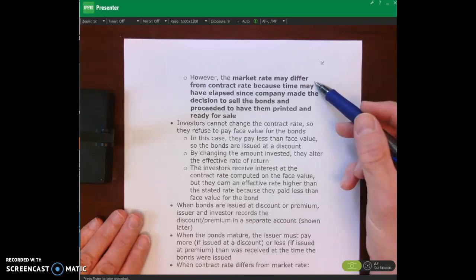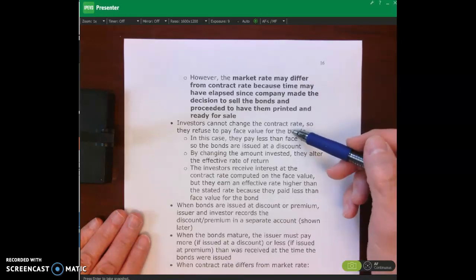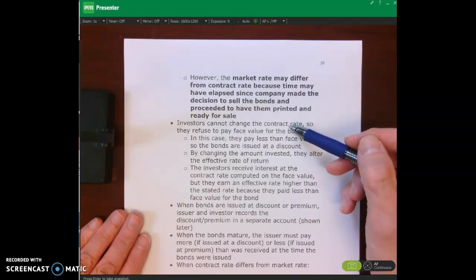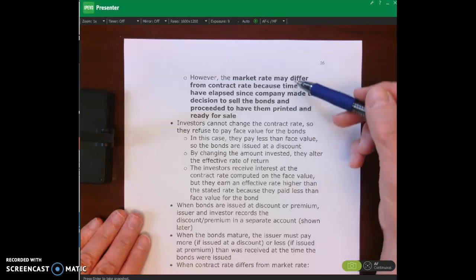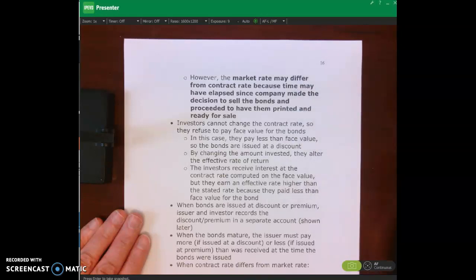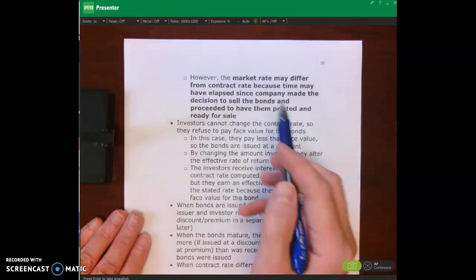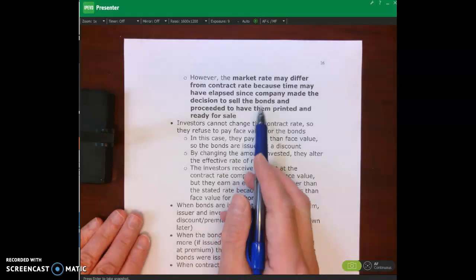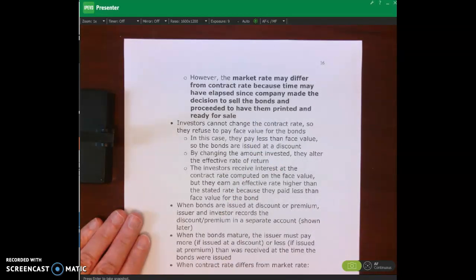So there's a time gap between when the company specifies its contract rate, which is when they get authorization to issue the bonds, and the time that they issue the bonds. And in that time gap, market rates could change. So it is possible that even though a company tries its best to align the contract rate with the market rate, there could be differences between the contract rate and the market rate simply because market rates have changed, perhaps because macroeconomic conditions have changed.